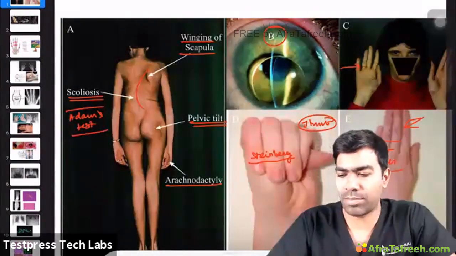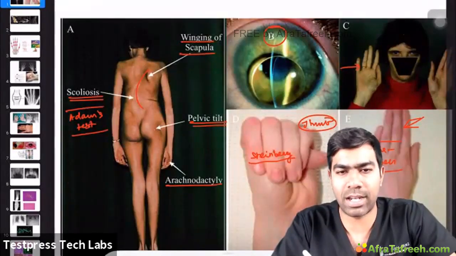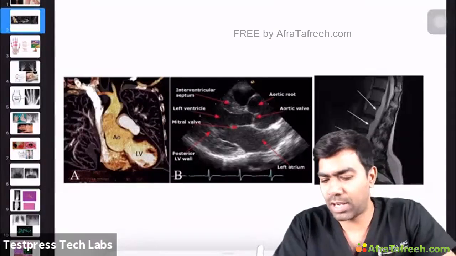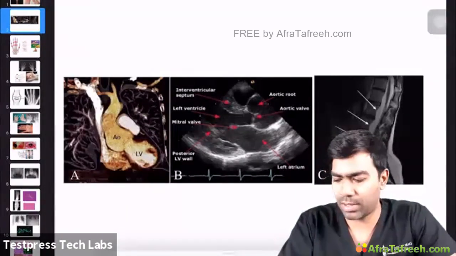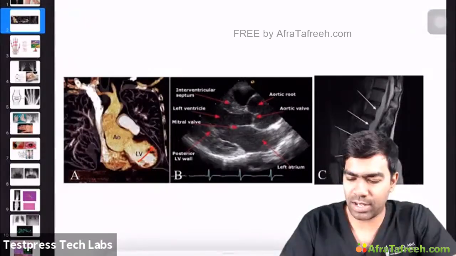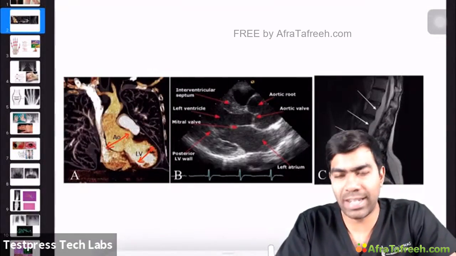Walker-Murdoch sign. Thumb sign, Steinberg sign, wrist sign, Walker-Murdoch sign. So these are other names for that. Apart from that, you can see the root dilatation here. Usually speaking, the aortic left ventricle and the aortic root should not be equal. In fact, the aortic root size should be less than the left ventricular size.